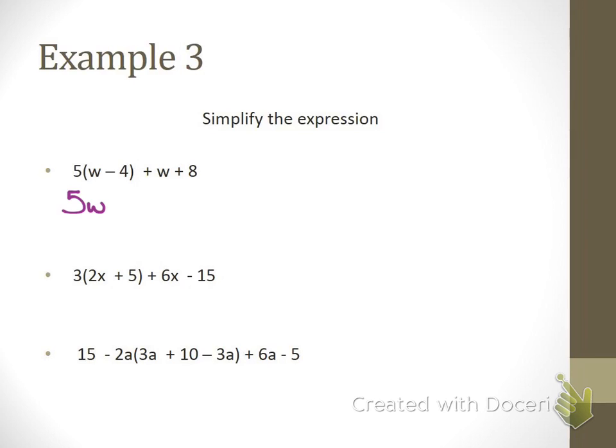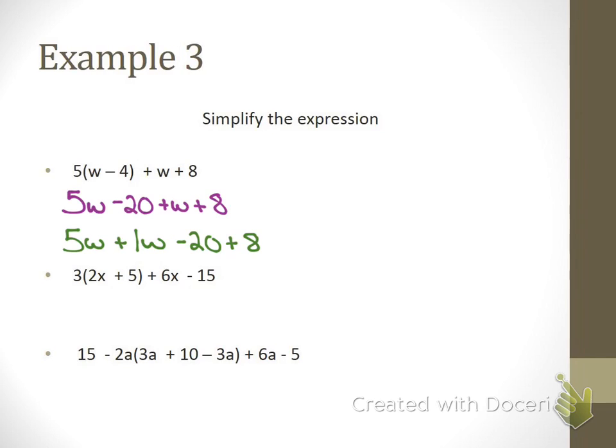What's 5 times negative 4? Negative 20. And now I just bring down the rest of my expression, and now I'm back where I was in example 1. I can rearrange them and then simplify the expression. Which terms would I want to put next to each other? 5W and W. Oh, but wait. W is the same thing as what? 1W. It might be helpful, guys, to go ahead and write it that way, at least for now, so you don't forget that you're adding 5 plus 1. Minus 20 plus 8.